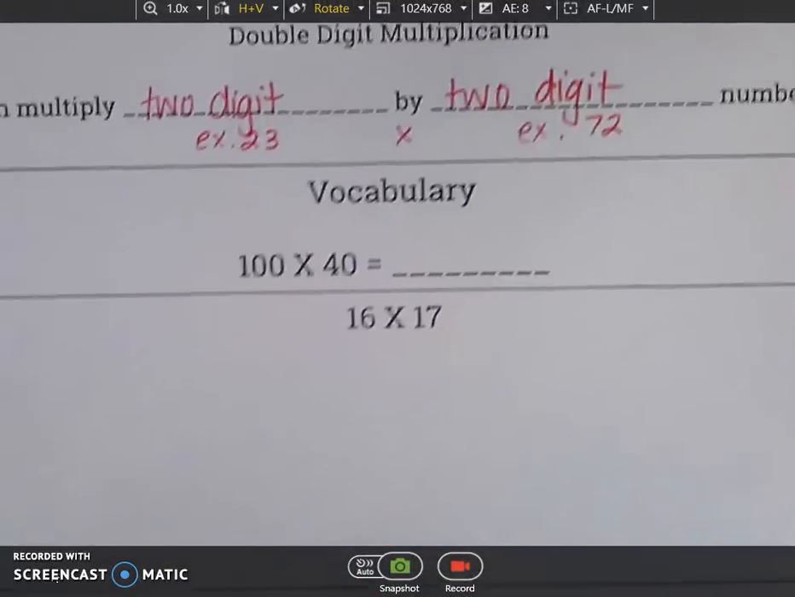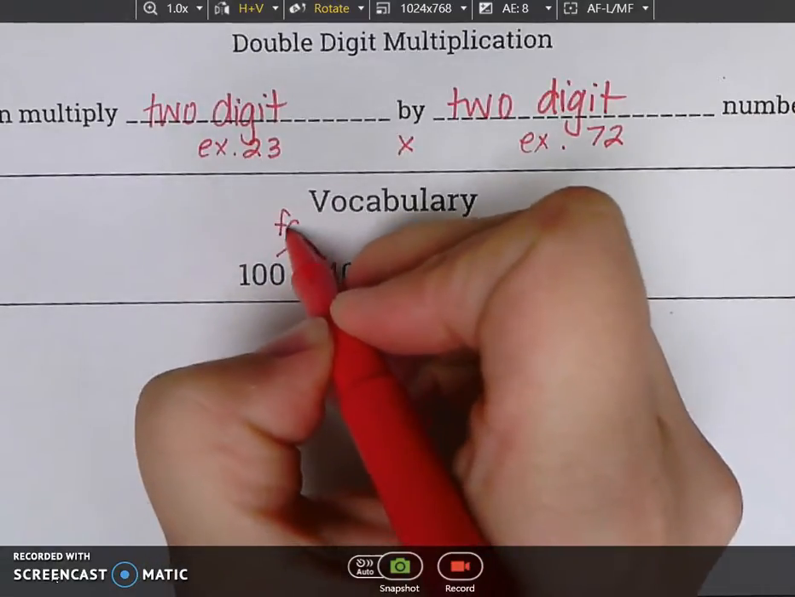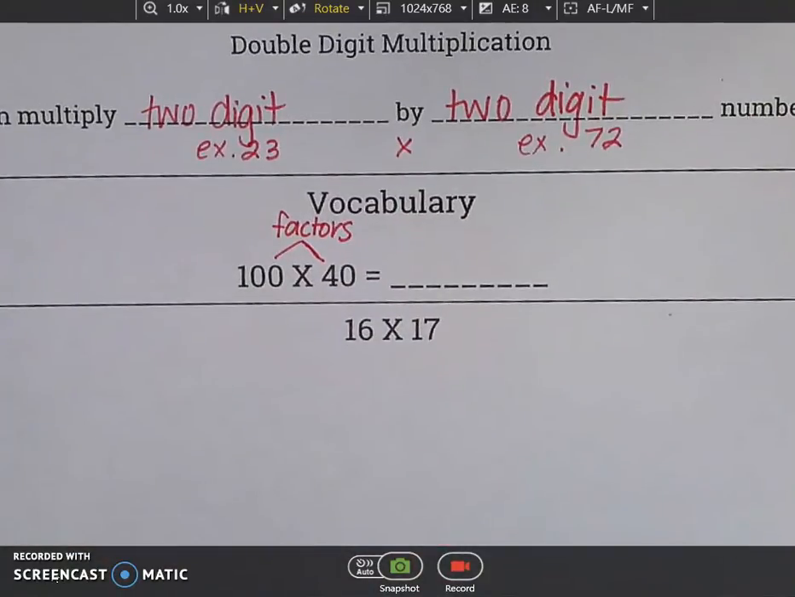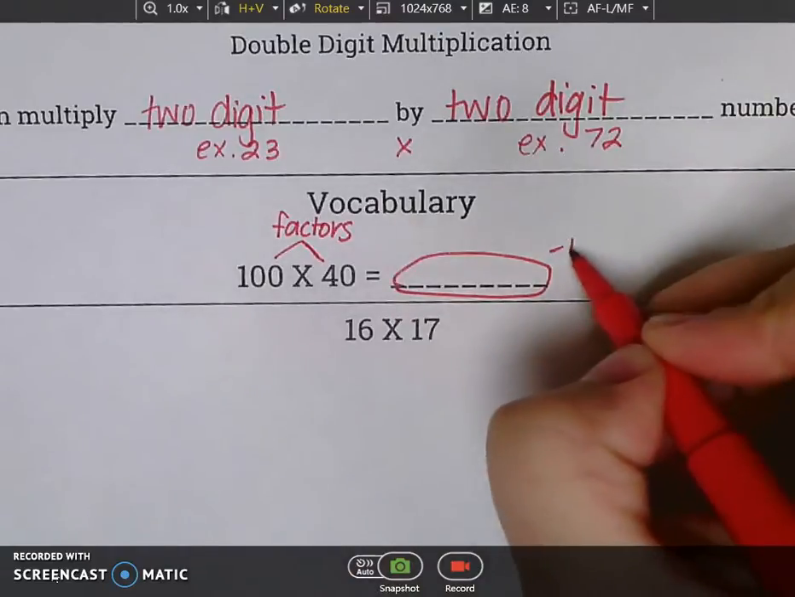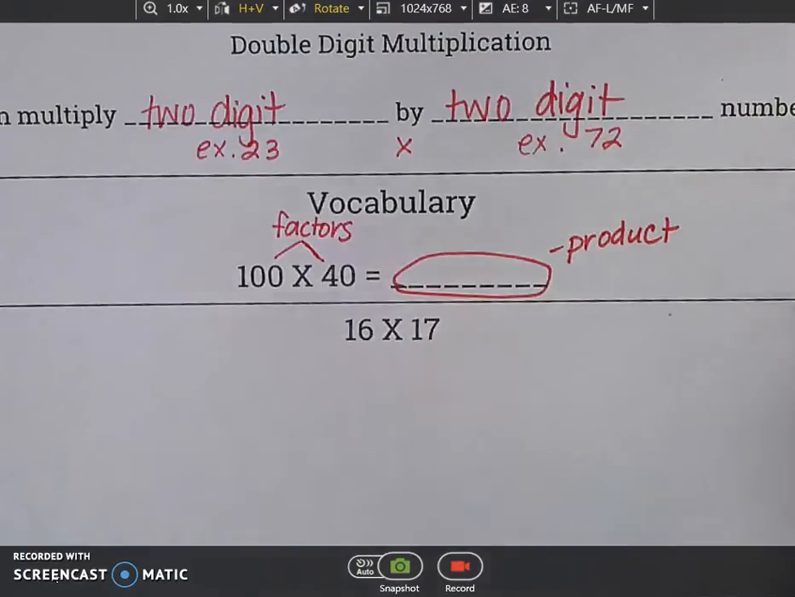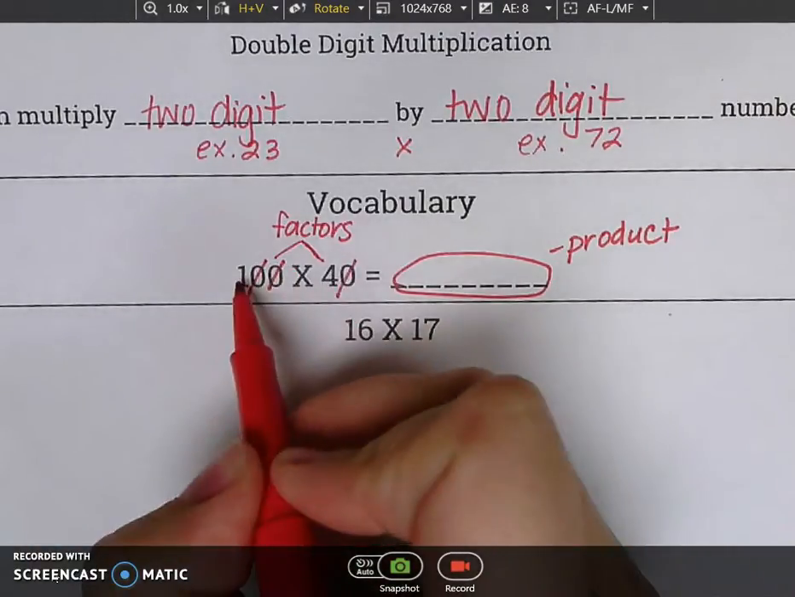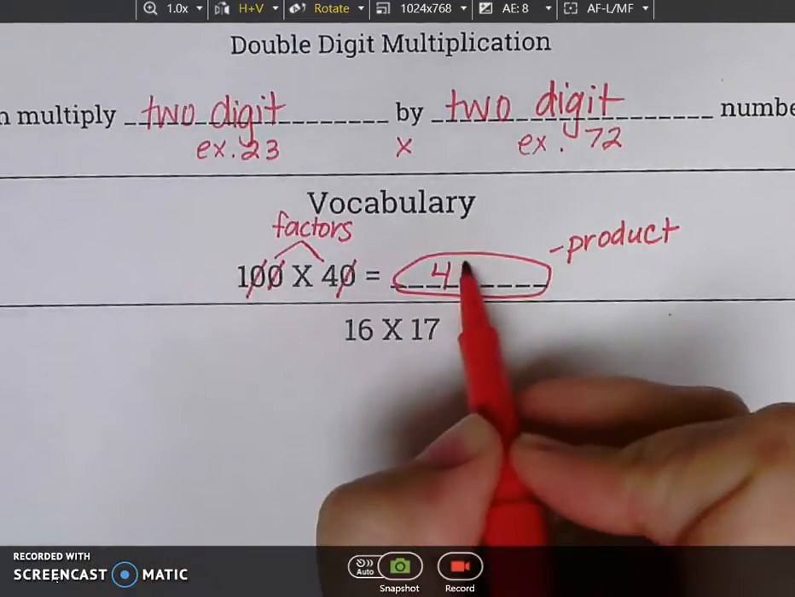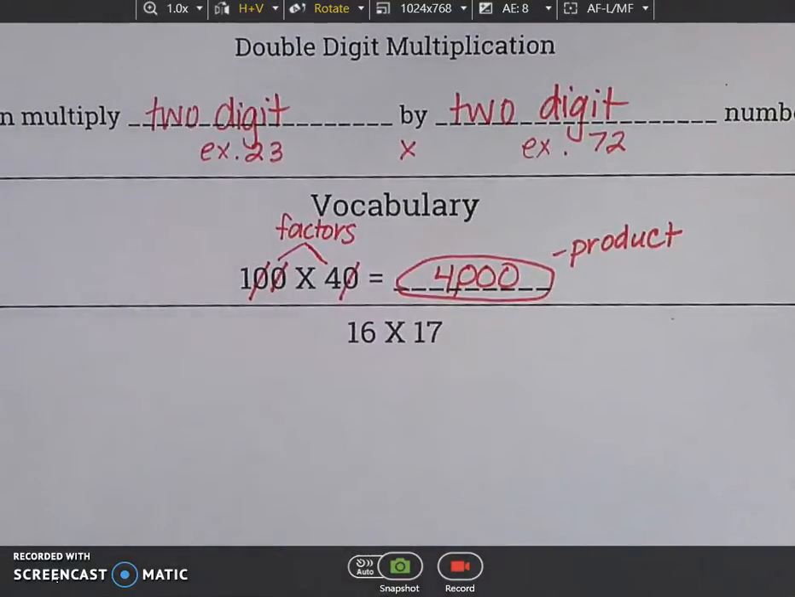So first I want to review some vocabulary. The numbers that we multiply together are called factors. The answer to a multiplication problem is the product. So let's quickly find the product here. Using that zeros trick, cancel out those zeros. 1 times 4 is 4. Add 1, 2, 3 zeros back on. So my product would be 4,000.